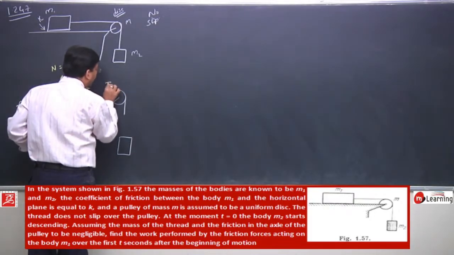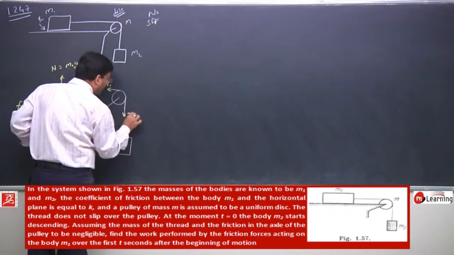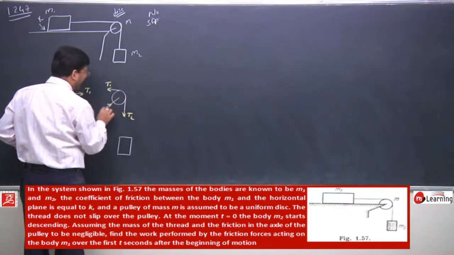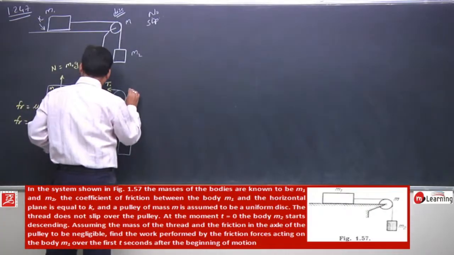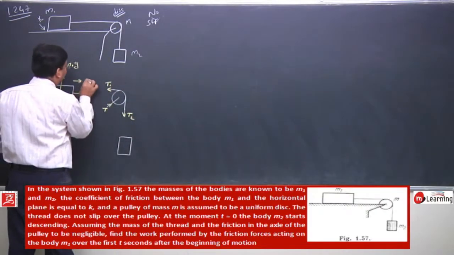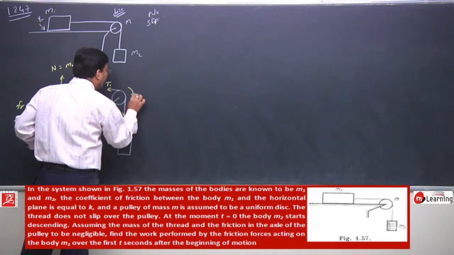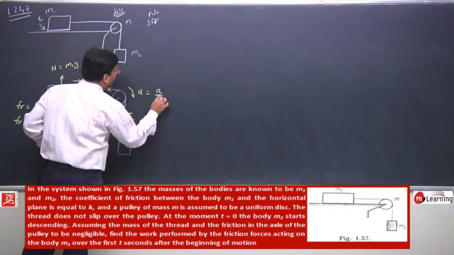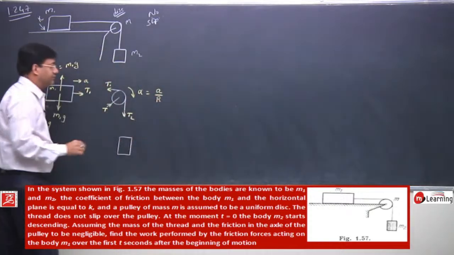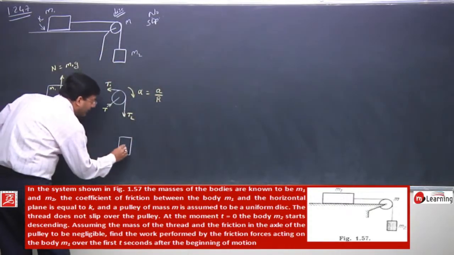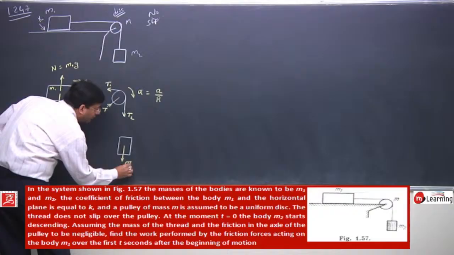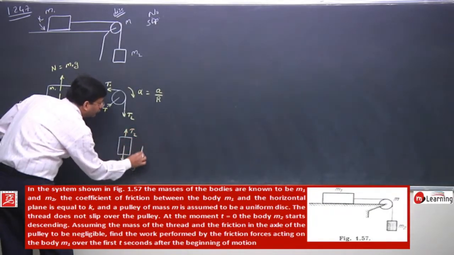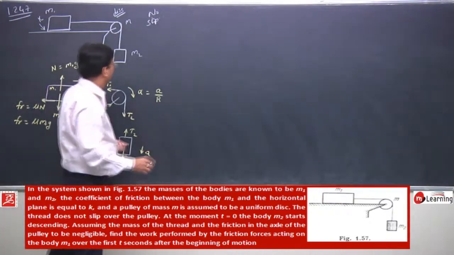Here for the pulley we will observe T1, and here some tension T2, and here some tension T, and this is, let us say, accelerated, and this is angular acceleration alpha, which is equal to a by R, and here m2g, T2, and acceleration a.